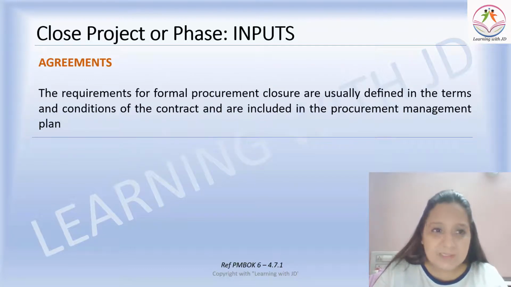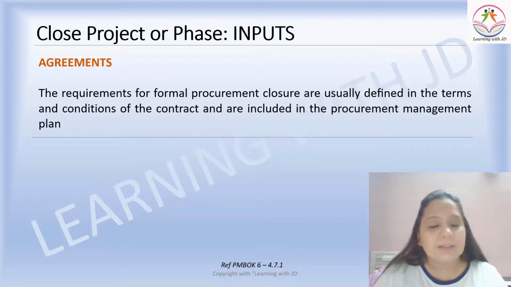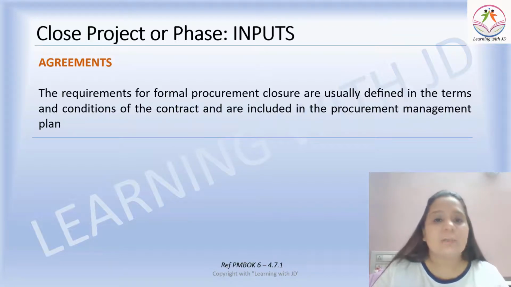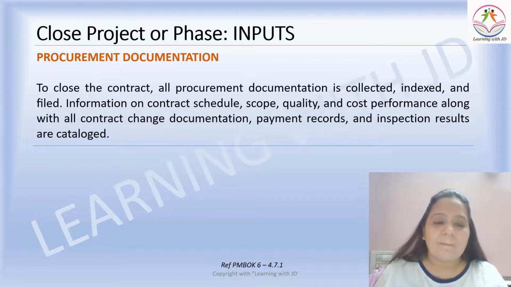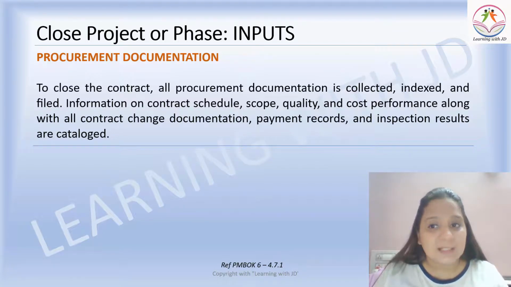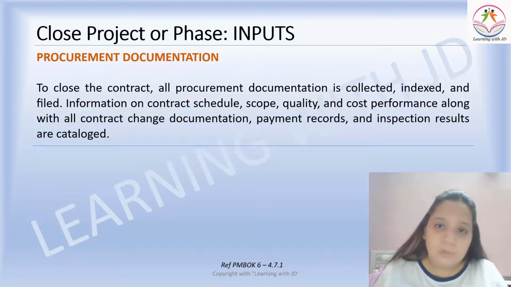You will also need the agreements. As I also said, all third party relationships have to be closed before the closure of the project or phase. The requirements for formal procurement closure are usually defined in the terms and conditions of the contract and are included in the procurement management plan. So for all these which are mentioned here, you need to see if they have been closed and the payout has been done or not. Procurement documents: for any contract that needs to be closed, all the procurement documentation is collected, indexed and filed. Information on the contract schedule, scope, quality and cost performance, everything has to be documented properly.